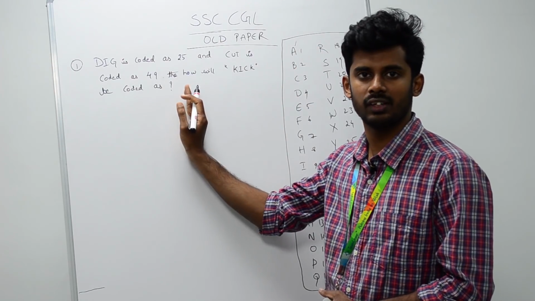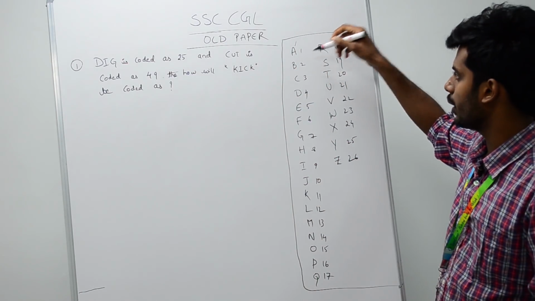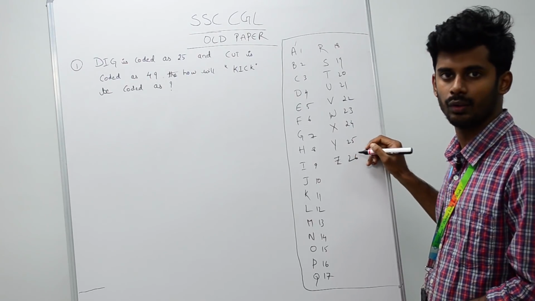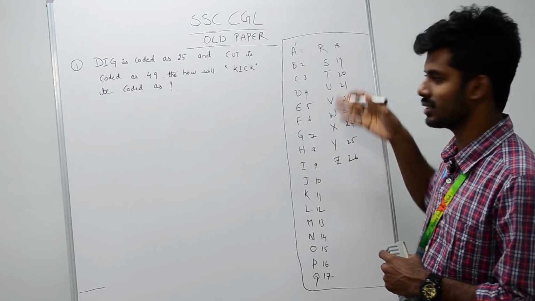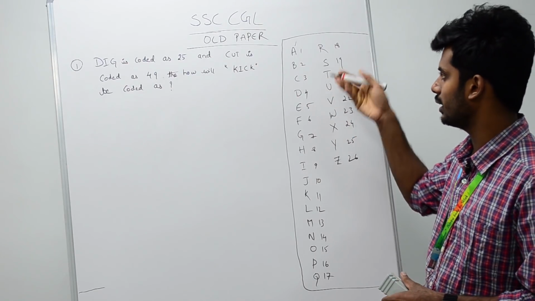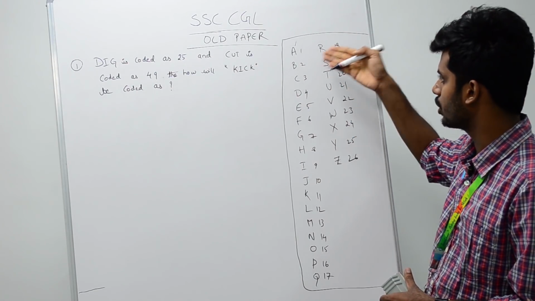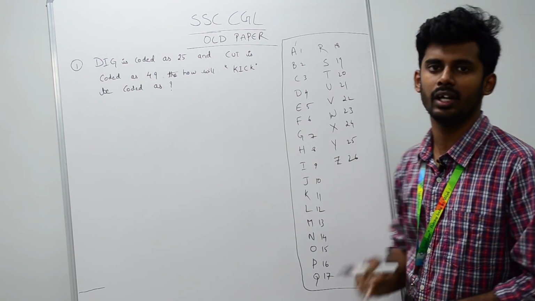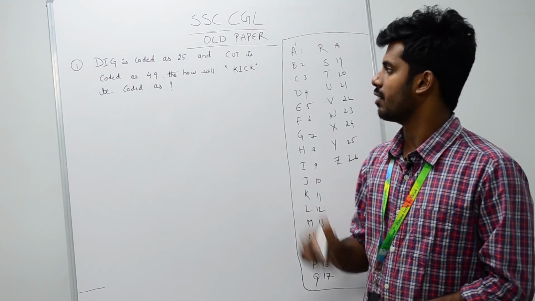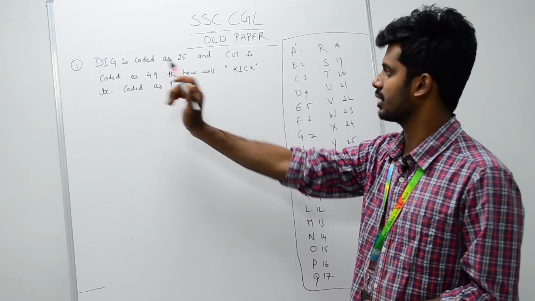Before starting with the first question, I have written A equal to 1, B equal to 2, like that till Z equal to 26. This is just for idea, but basically you should be knowing all these things in your mind, like C equal to 3. If all these things are in your mind, you can solve some problems so easily. First, let's come into the first question.